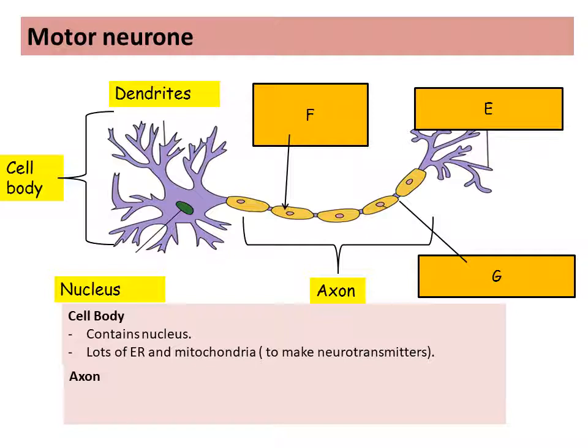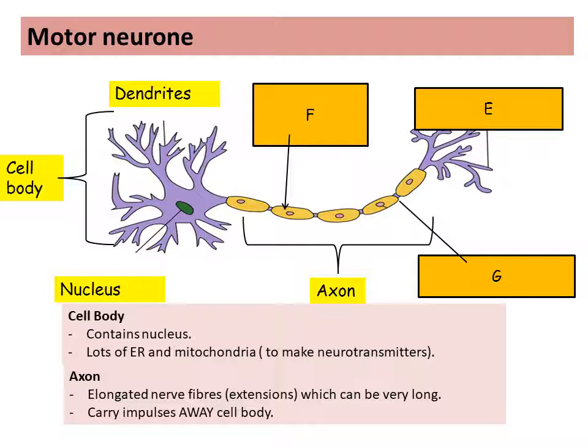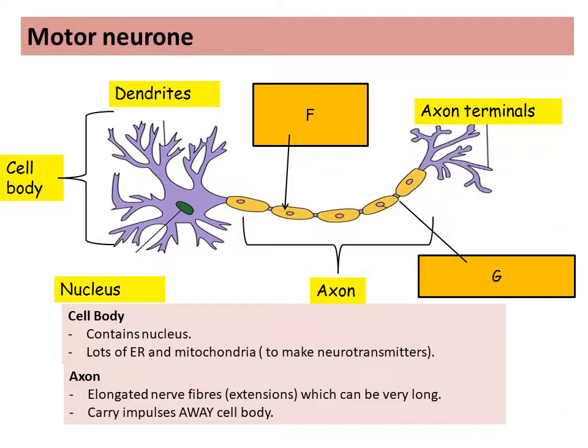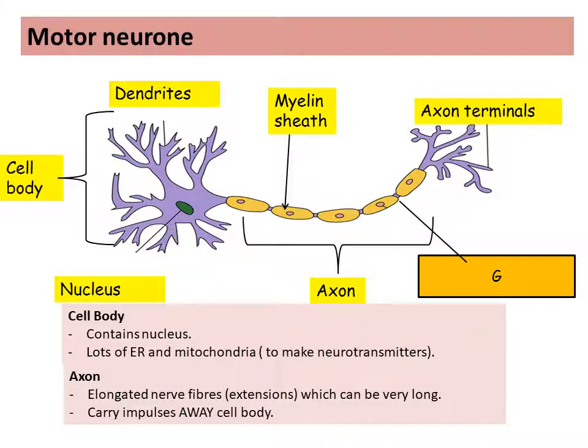The axon is a long thin strand of cytoplasm which is carrying the impulse away from the cell body, and this can be very long. Of course, axons which are carrying impulses, for example from your toes to your spinal cord, are going to be very long. Some of them could be quite short, but they always carry the impulse in the same direction from the cell body towards the endings, and the axon's going to terminate in these terminals, which in fact will form synapses with other neurons. We've also got the myelin sheath.